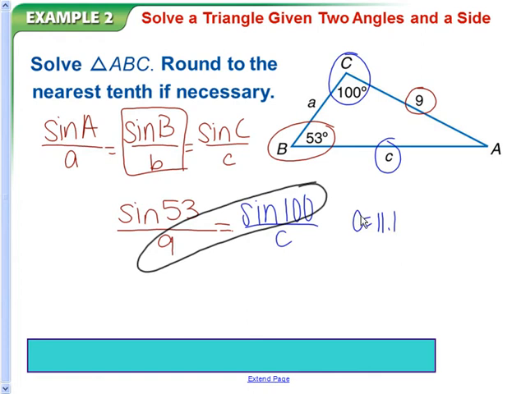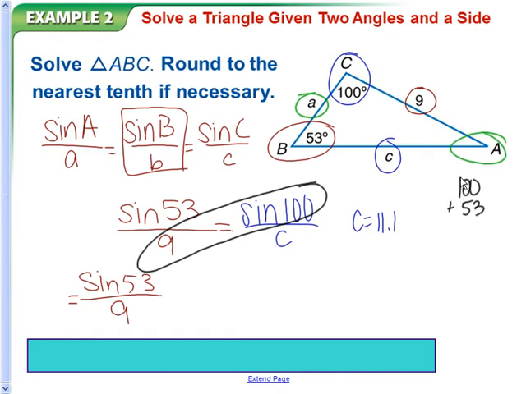We should always go back to the original one, so we should do sine of 53 over 9 equals, what do we have for A? We don't know the angle, and, oh, but we do know the angle. We can figure that one out. And then we don't know side A. So to help us find angle A, we're going to have to add those two angles together, 100 plus 53, and then subtract that from 180. And so now we know that angle A is 27.